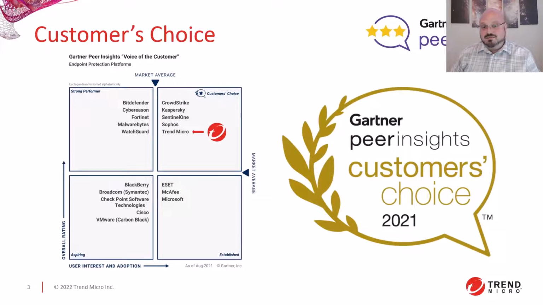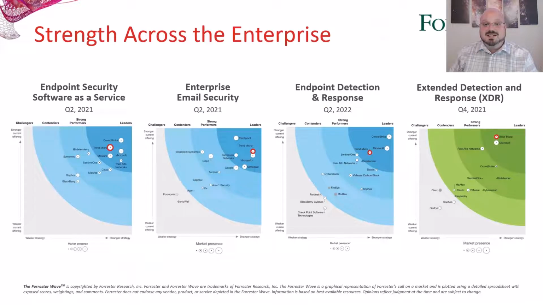Trend Micro puts customers first. With constant conversations with our customer base, we understand the true needs that they're looking for in a solution. Because of this, customers have chosen us as Customers' Choice in the Gartner Peer Insights. Listening to customers has given us a competitive edge with analysts that have allowed us to be in the leadership position in several reports. With Forrester, the Endpoint Security Software as a Service, Enterprise Email Security, Endpoint Detection and Response, and Extended Detection and Response, XDR.